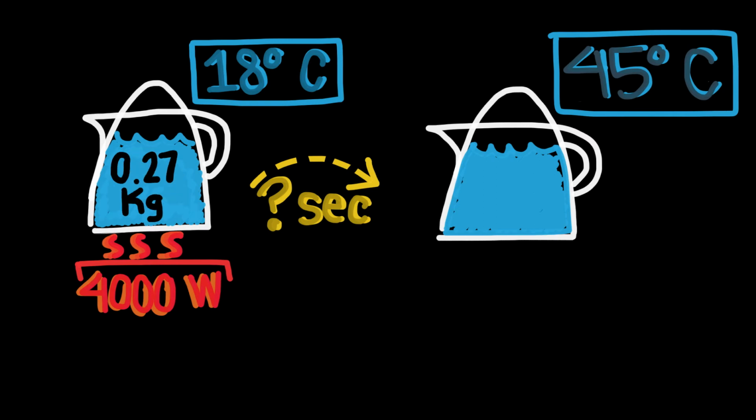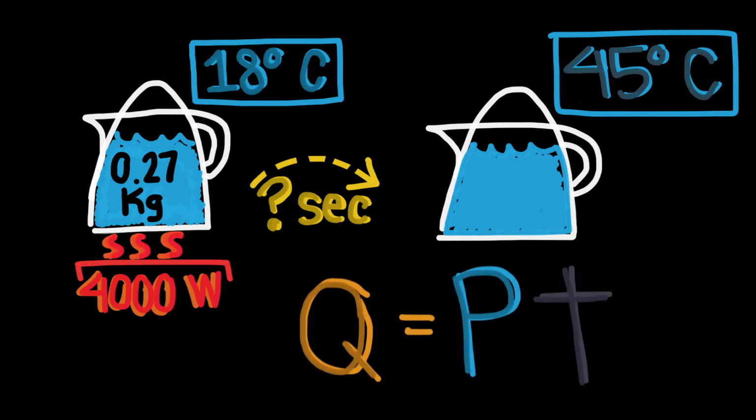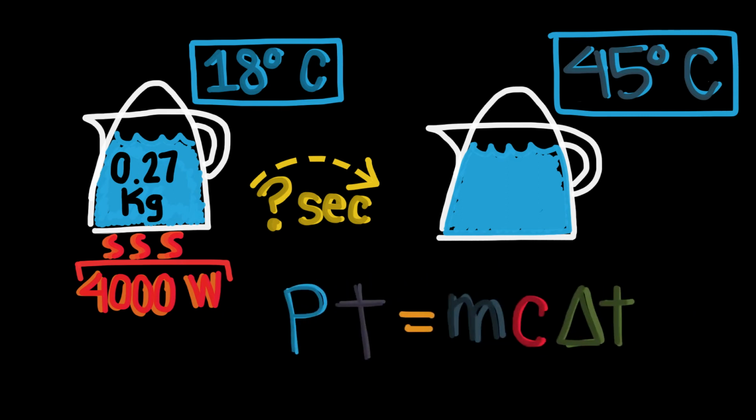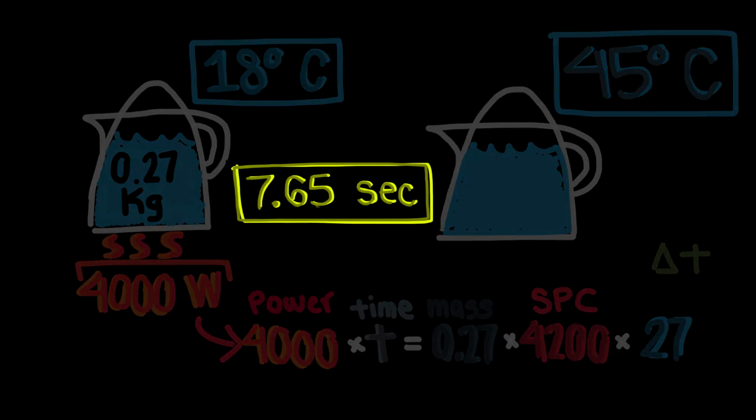For this, we'll use the formula for specific heat capacity. We know that energy is also equal to power times time, so we'll set the two equal to each other. Plug in all our values. The change in temperature is 27 degrees, divide both sides by 4,000, and we get 7.65 seconds.